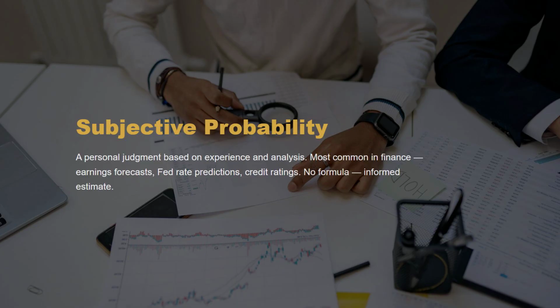The analyst combines their understanding of economic data, Fed communication, and historical patterns into a single number. Subjective probability is the most common type in finance. Almost every forward-looking estimate, from earnings forecasts to credit ratings, involves subjective probability. The CFA exam tests whether you can identify which type of probability is being used. The key is the source. Logic gives a priori, data gives empirical, judgment gives subjective.